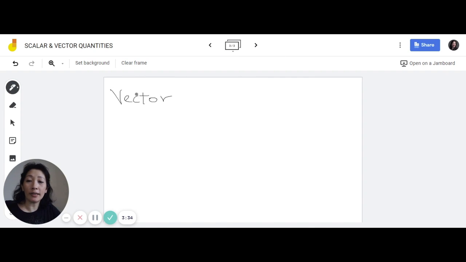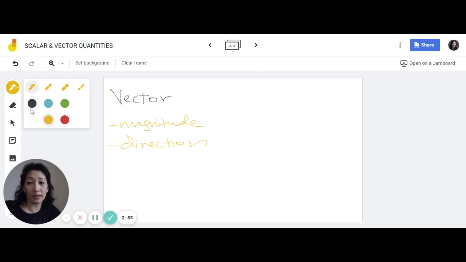Vector quantities have both magnitude as well as direction. Before I write the example here, let me explain a little bit more so that you have a clearer understanding of what we mean when we say direction. I'm sure that all of you have no problem understanding what magnitude means. Let's use an example that you already are familiar with, which is force.